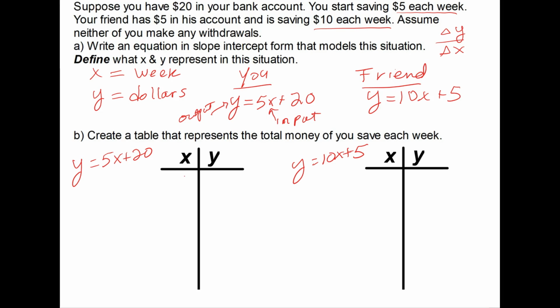Put in 0, 1, 2, and 3. That's where we always start. So when I put 0 in here, it goes here, it goes there. I get 5 times 0, which is 0, plus 20 is 20. 5 times 1 is 5, plus 20 is 25. 5 times 2 is 10, plus 20 is 30. 5 times 3 is 15, plus 20 is 35.